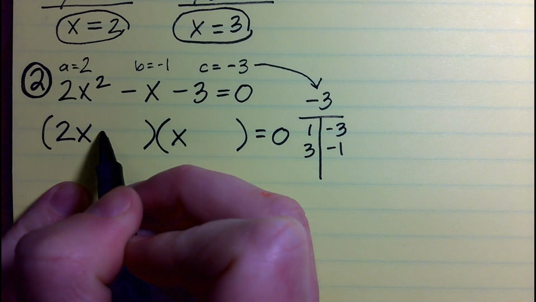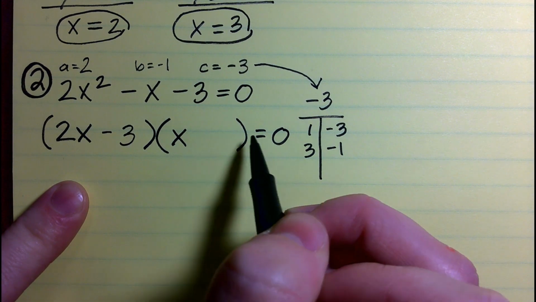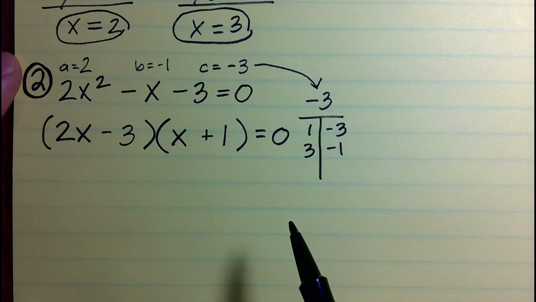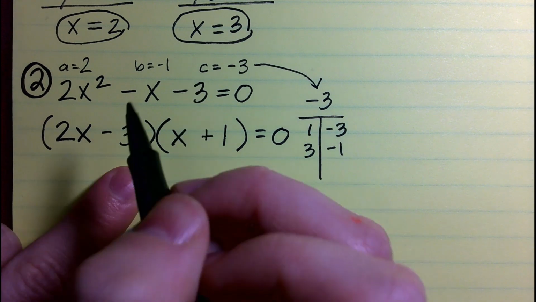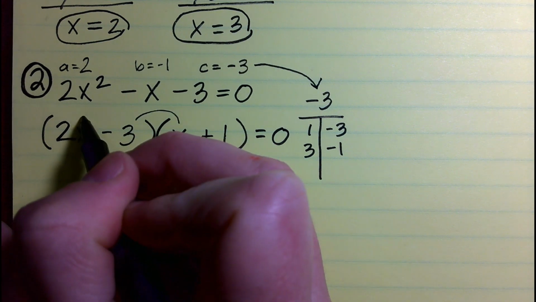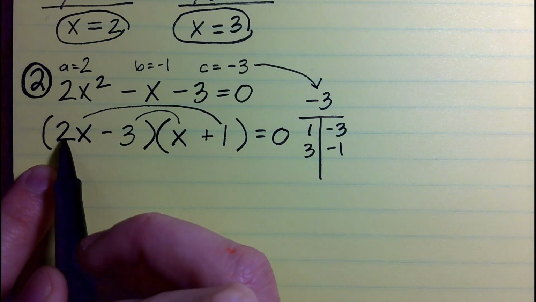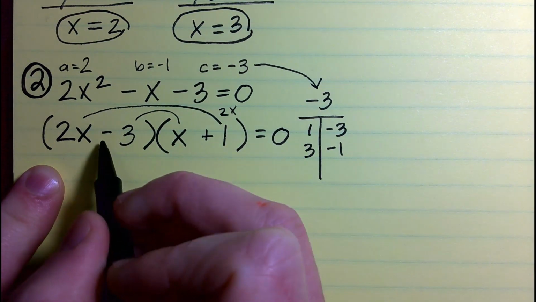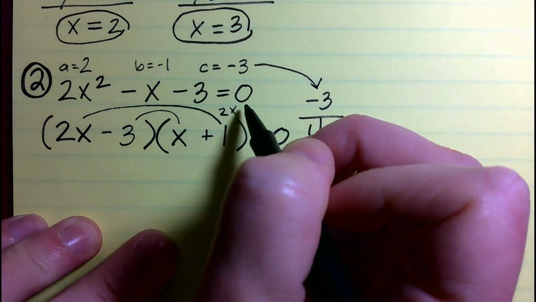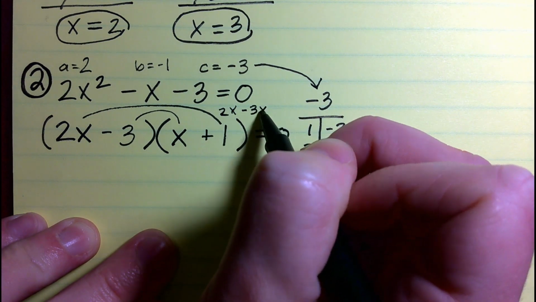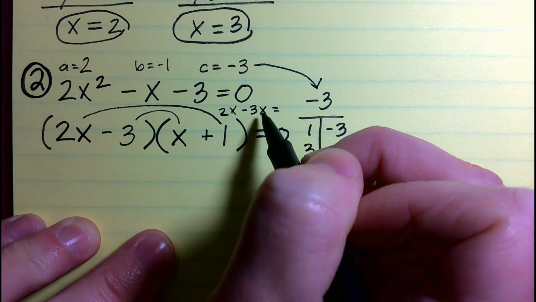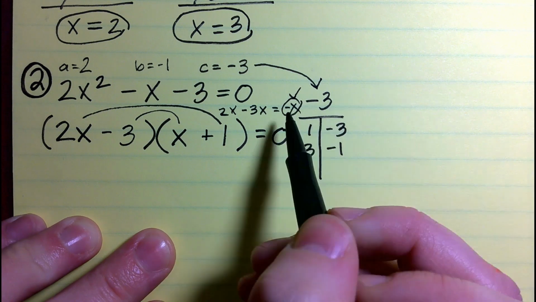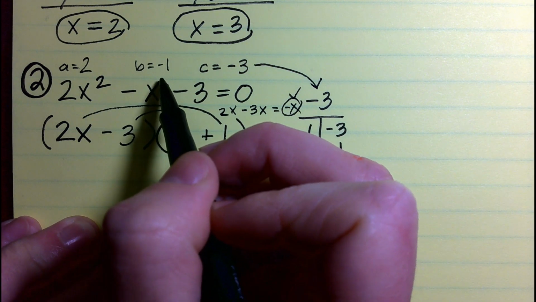So what do we want to try, guys? -3 plus 1? Yeah. Okay, let's try it. So how do we check again? Outer term and inner term. Yeah, we're going to do that rainbow. 2x times 1 is 2x. -3 times x is -3x. So 2x minus 3x equals -x. And that is our middle term.